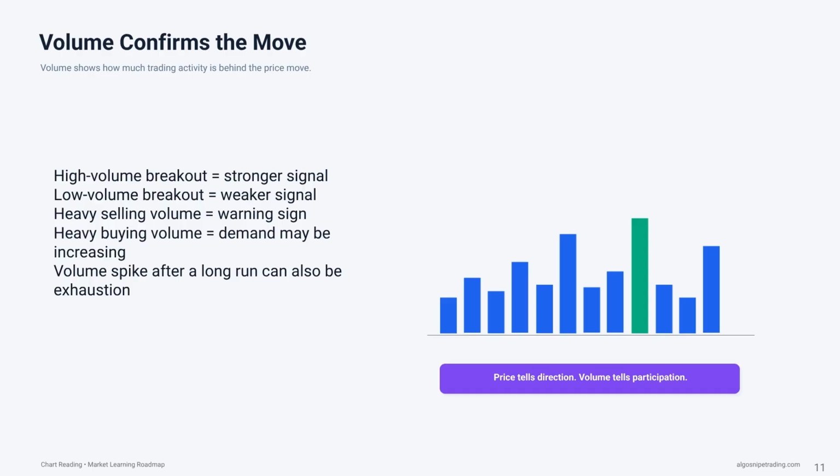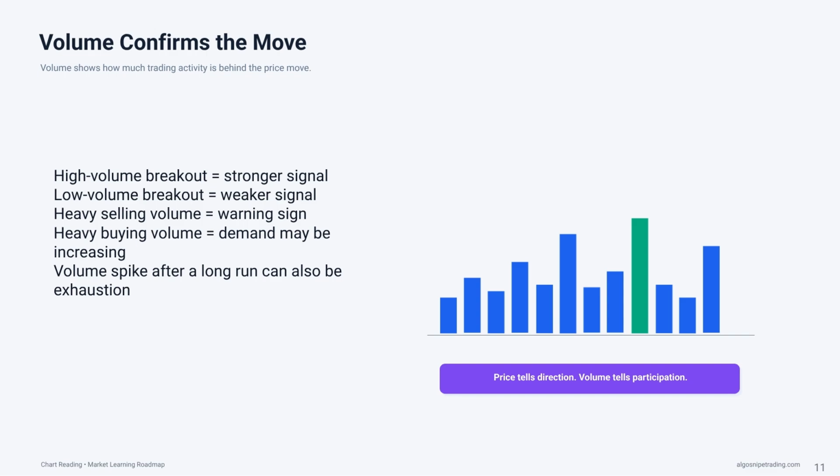Heavy selling volume can be a warning sign. It may show that sellers are taking control and buyers are not strong enough to hold price up. Heavy buying volume can show demand is increasing. This may mean buyers are stepping in with strength, but traders must also be careful. A volume spike after a long run can sometimes mean exhaustion. This means many buyers or sellers may be entering late, and the move could slow down or reverse.